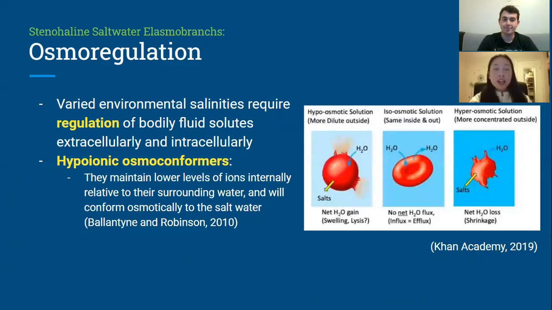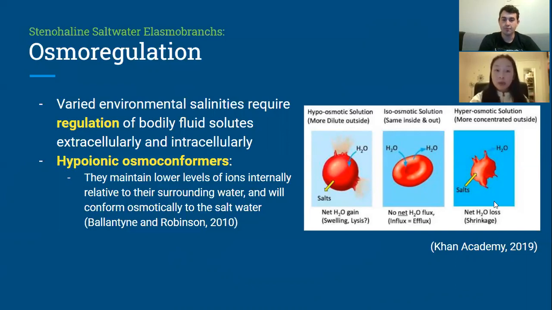So you can imagine that cells in different environments with varying salinities will need regulation of bodily fluids to function properly. So in the diagram here, if they're in a hypoosmotic solution, then water is going to tend to move inside and salt is going to move outside. In contrast, if you're in a hyperosmotic solution, then water is going to move outside and salts are going to move inside. So the opposite.